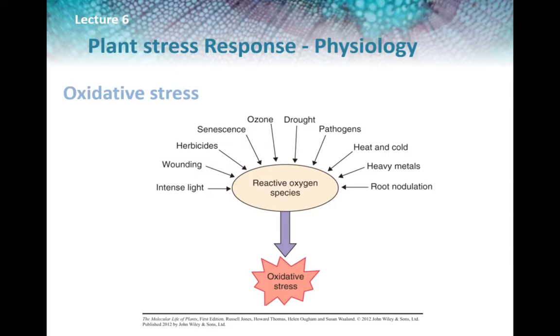The figure shows the major sources of oxidative stresses. Those include air pollution, oxidant-forming herbicides, heavy metals, drought, and excess light. Plant responses to oxidative stress depend on the source of the stress, but most responses are due to changes in gene expression.